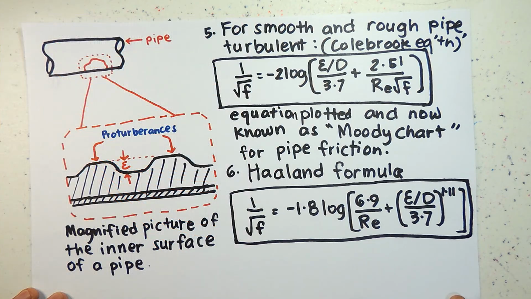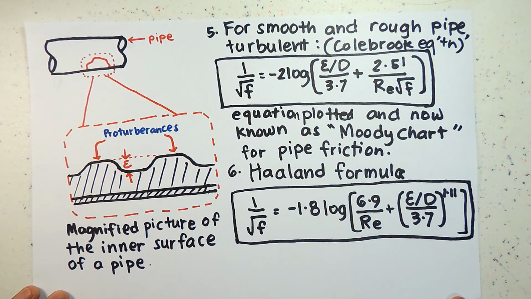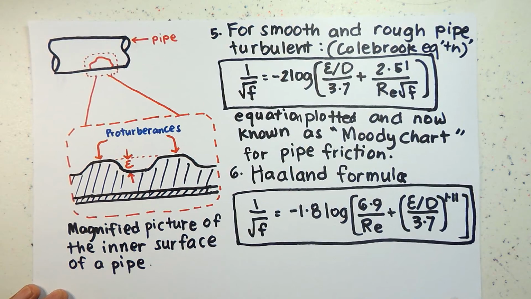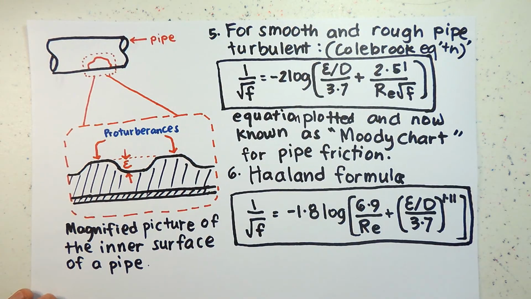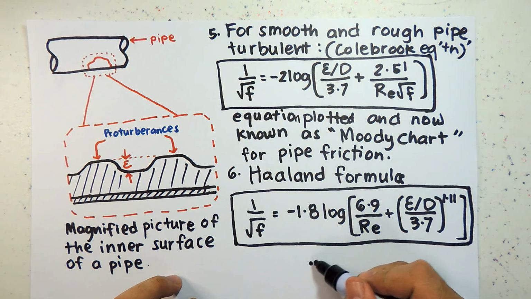So, yung last formula naman na yung Haaland formula by S.E. Haaland. So, similar lang din siya halos dun sa Colebrook's equation, that is 1 over the square root of F is equal to negative 1.8 log times the quantity of 6.9 over a Reynolds number plus the quantity of the relative roughness ratio epsilon over d over 3.7 raised to 1.11. So, ito yung Haaland formula na halos kaparehas lang din ng Colebrook's equation.